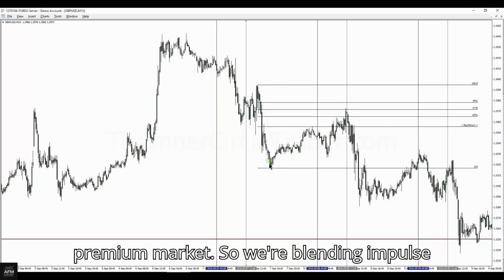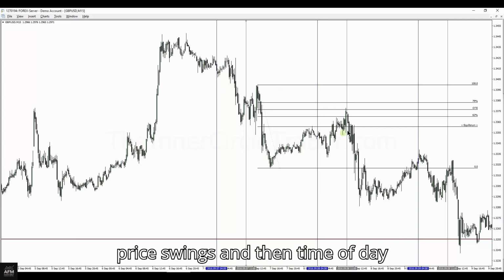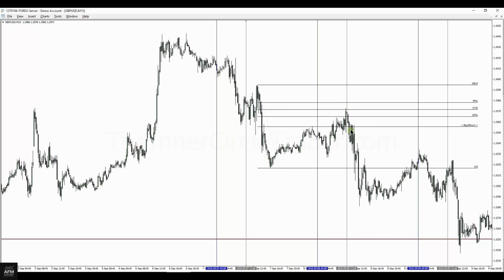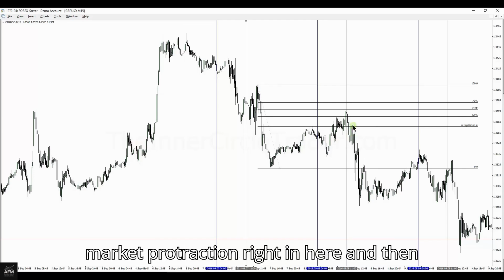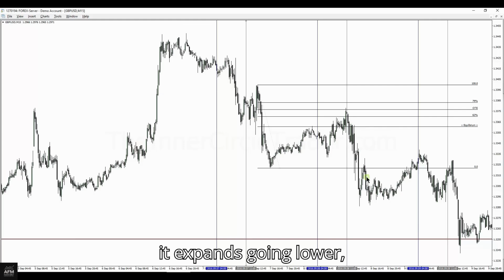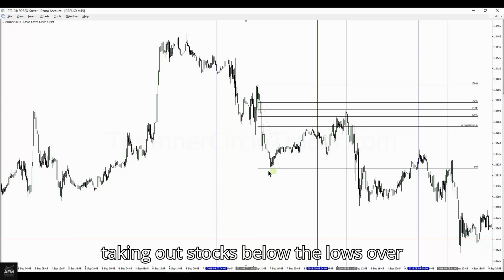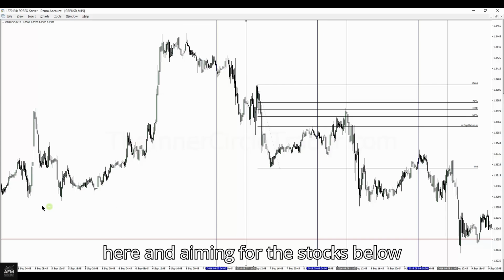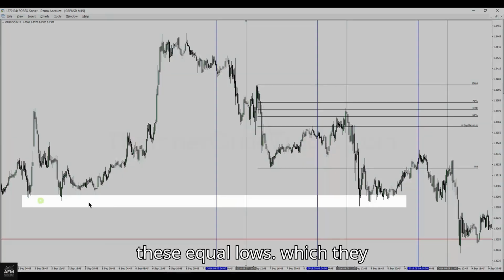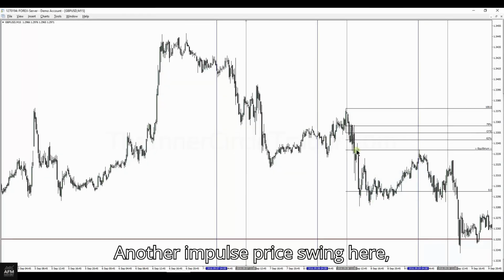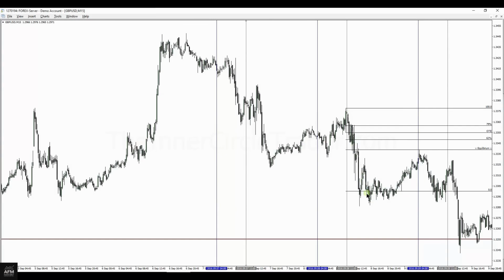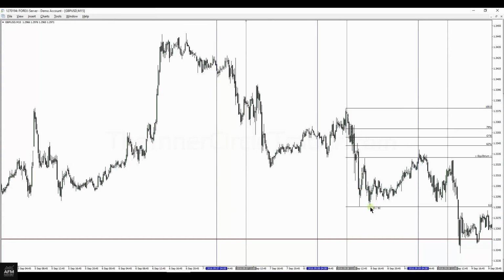So we're blending impulse price swings and then time of day. It retraces right back into equilibrium for market protraction, right in here, and then it expands going lower, taking out stops below the lows over here and aiming for the stops below these equal lows, which they accumulate here. Another impulse price swing here, down to the low, right here.